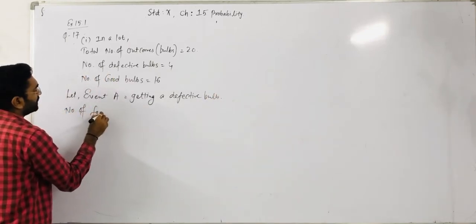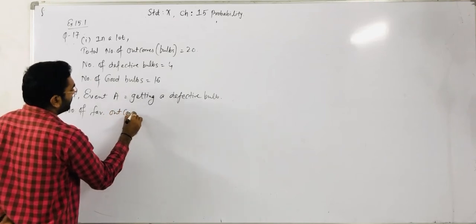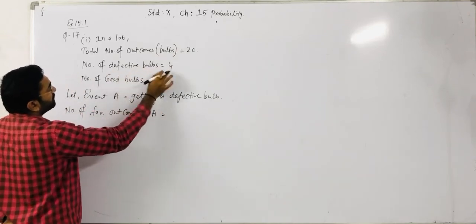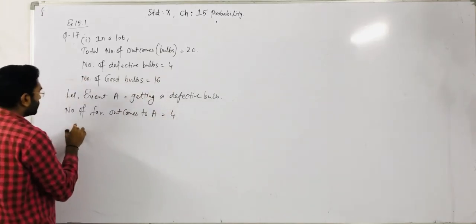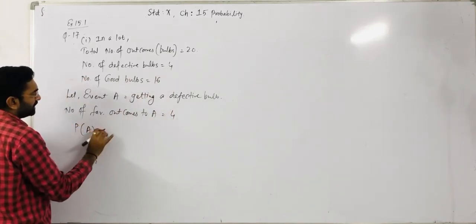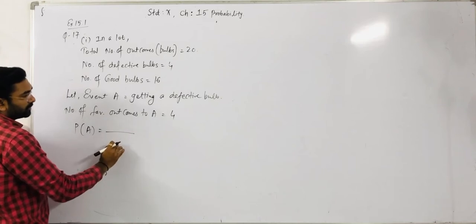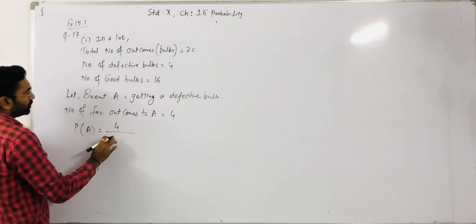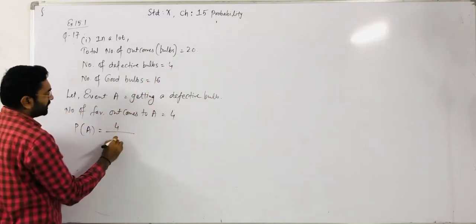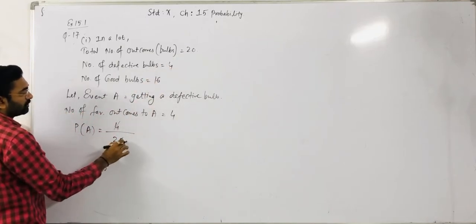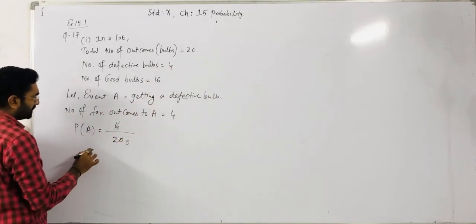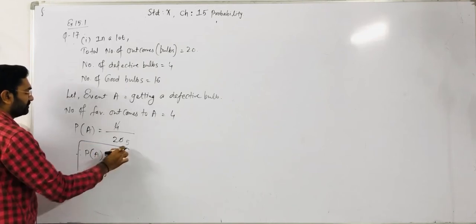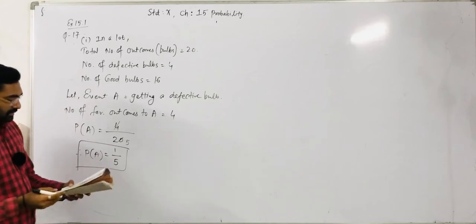So defective bulbs are the favorable outcomes we have to write. The number of favorable outcomes to event A: how many defective bulbs are in the 20 bulbs? 4 are given. So the probability of event A is numerator upon denominator. The numerator is the favorable outcome, which is 4, and the denominator, the total number of outcomes, is 20. So 4 fives are 20, and we get the probability of a defective bulb as 1 by 5. Right? This is the first question.